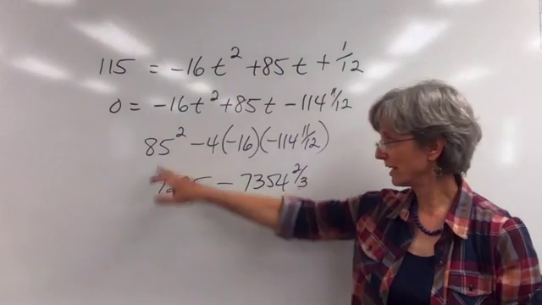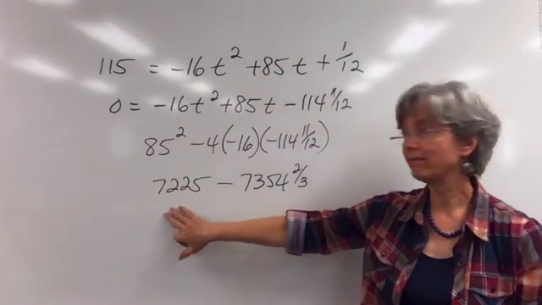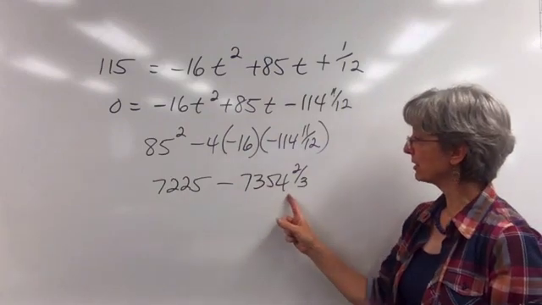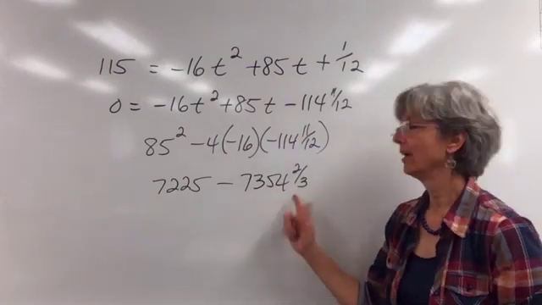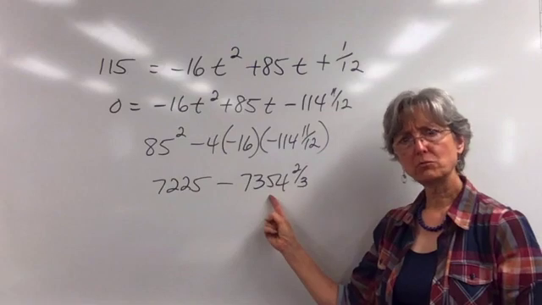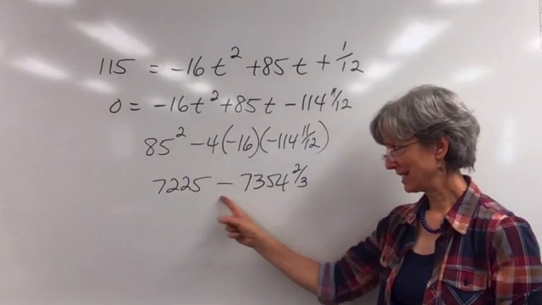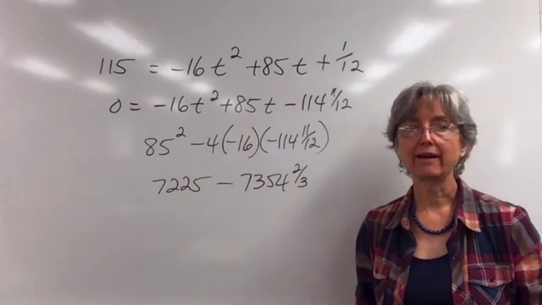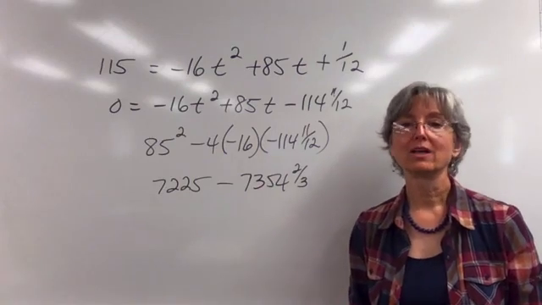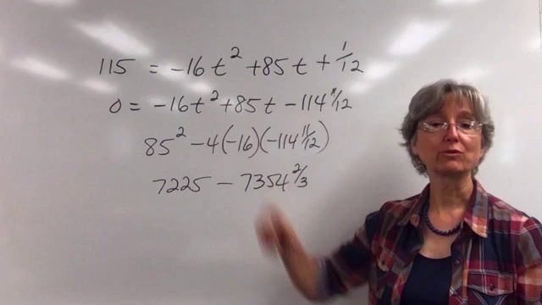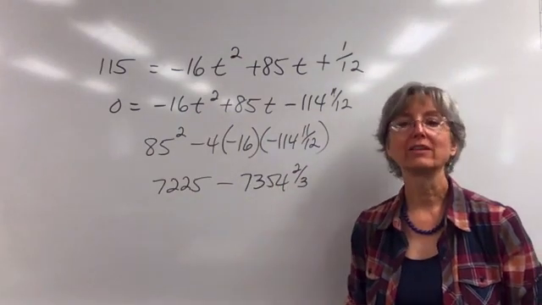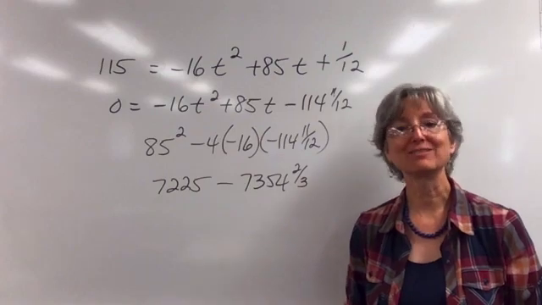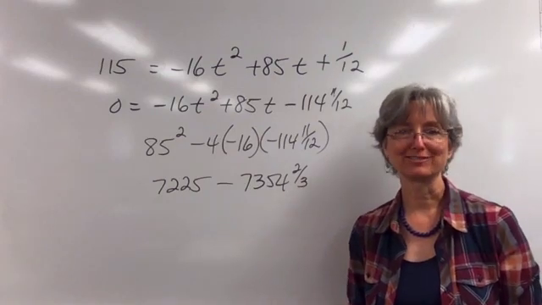So when we do that, 85 squared is 7225. These three numbers added up are negative 7,354 2/3. And notice this number is bigger than that one. My negative is bigger, so my answer is going to be negative, which means I have no real solutions. Since there's no real solutions for 115, we know that the flight of that golf ball will never reach a height of 115 feet. It has no solutions.